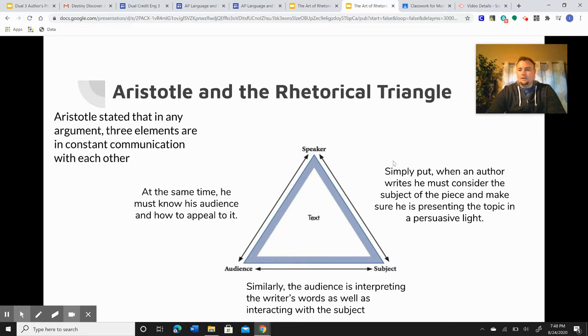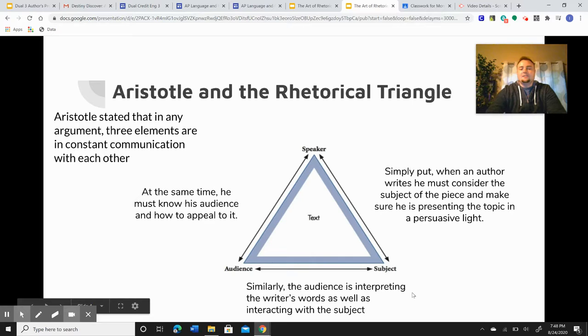So just kind of follow this from the right-hand side, and you'll move around in a counterclockwise manner. So simply put, when an author writes, he must consider the subject of the piece and make sure he is presenting the topic in a persuasive light. So there you can see the interaction between the speaker and the subject. When you move along, you see the interaction between the speaker and the audience. At the same time, he must know his audience and how to appeal to it, because the same tactics are not going to work with every single kind of audience. So you have to really understand who the audience is if you're going to be effective and try to persuade them.